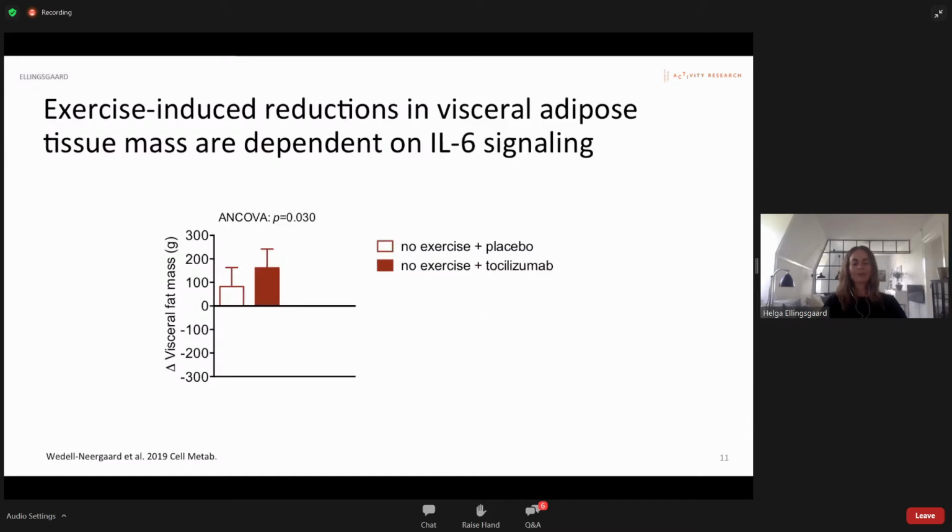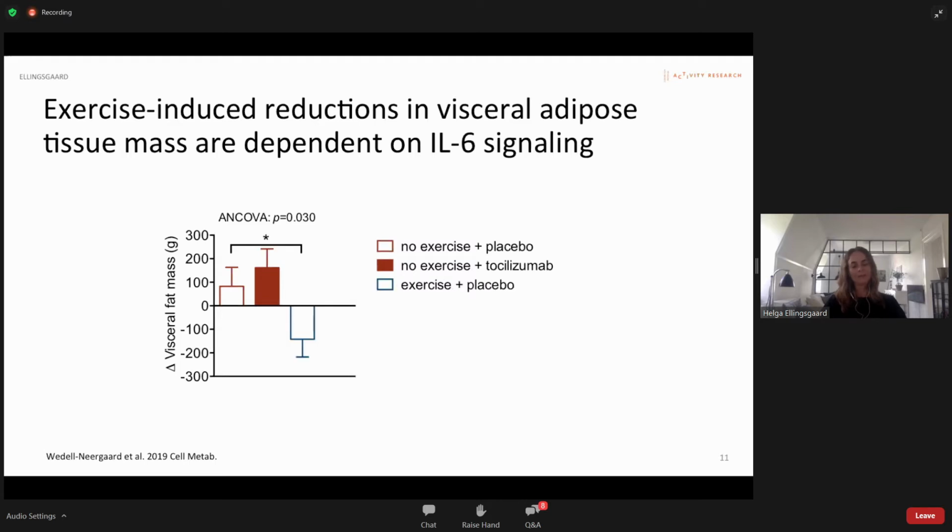The primary outcome of this study was change in visceral adipose tissue mass, and this is what you see in this figure. On the y-axis, you see the delta change in visceral adipose tissue mass, and on the x-axis, we have the 4 groups. First, the no exercise placebo group, and then the no exercise tocilizumab group. And both of these groups showed a numerical increase in visceral adipose tissue mass over the 12-week intervention, but there was no difference in change between the two groups. And I should maybe mention that if we look at within group changes, there was a significant increase within the group that received tocilizumab. So visceral adipose tissue mass expanded in this group when compared to its pre-intervention levels.